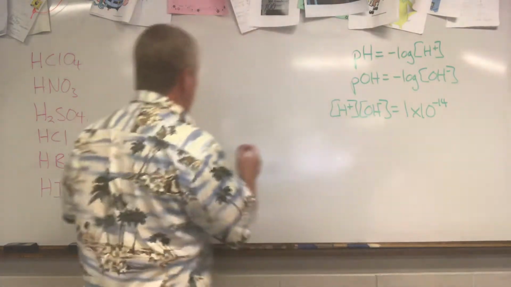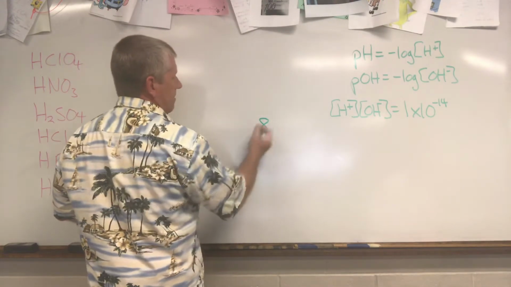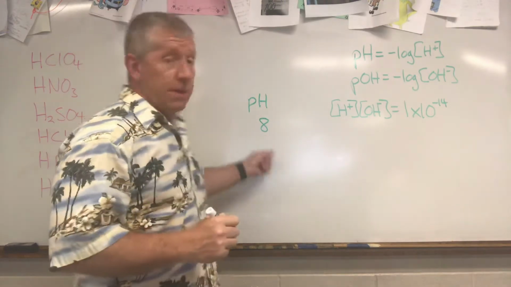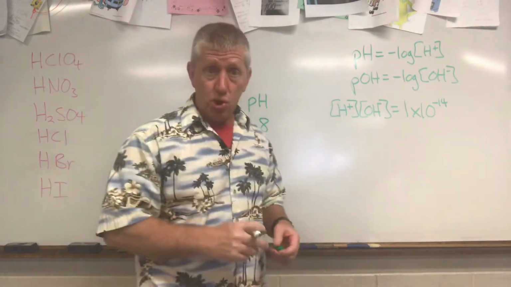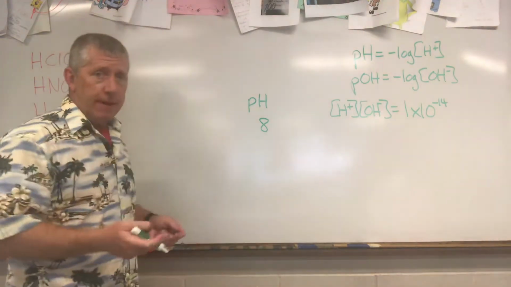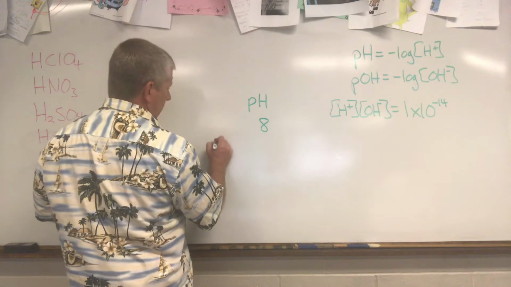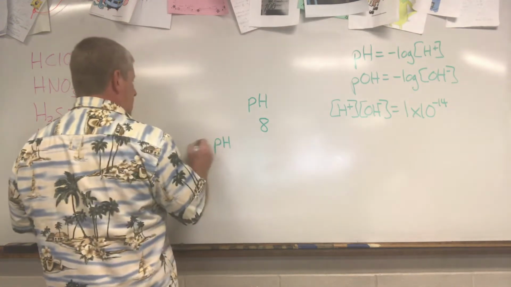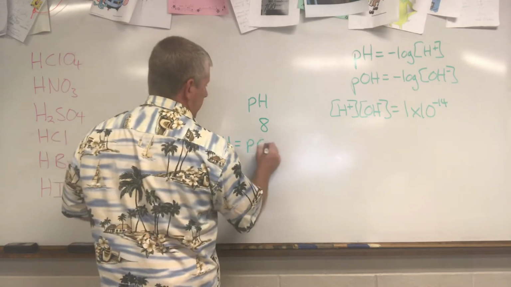So if you have a pH of 8, then that pH of 8 is alkaline, okay? It's just into the basic range. So what would the pOH of that be? To get the pOH, you take pH and you subtract it from 14. And that gives you the pOH.